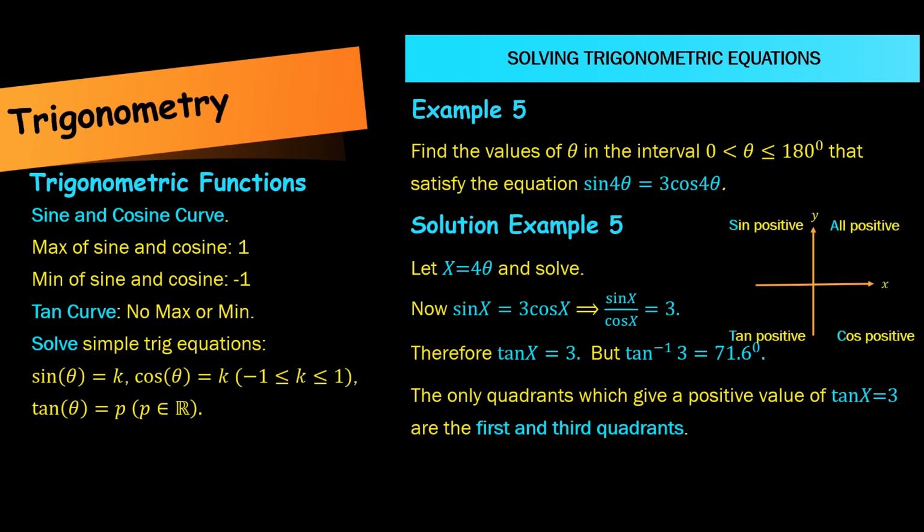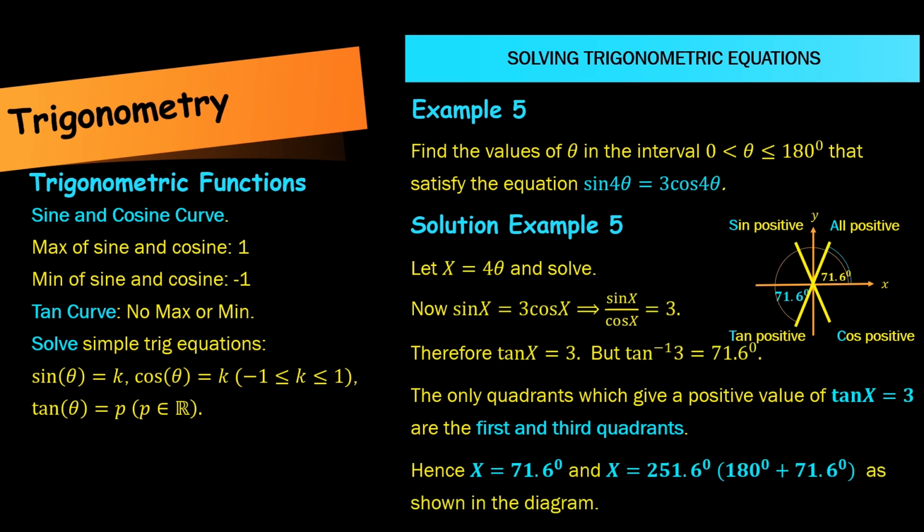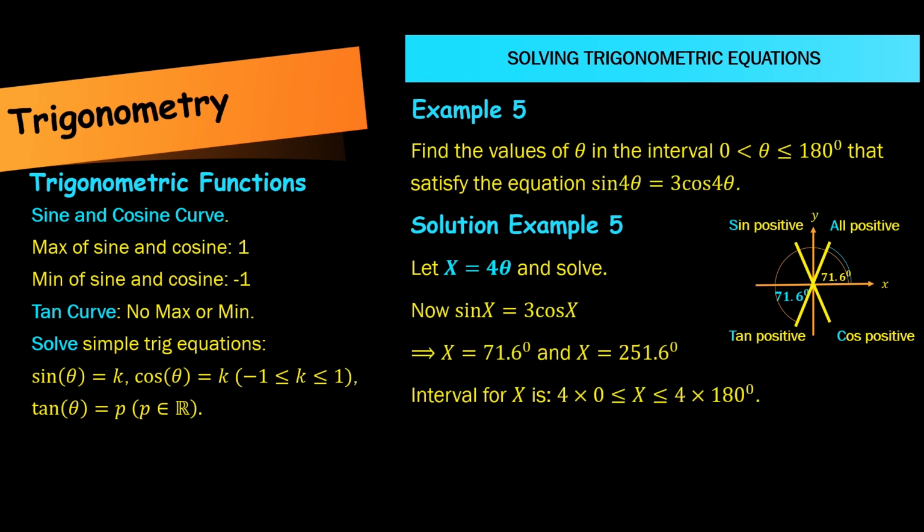And therefore, looking at our CAST diagram, capital X equals 71.6 degrees, as shown, or it equals 180 plus 71.6 degrees. So we have two solutions so far for capital X. Let's double check that these lie in the correct interval for capital X.